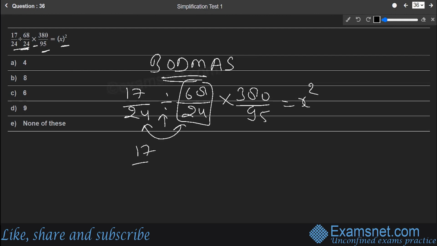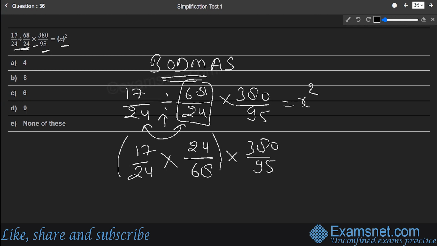So 17 by 24, if the sign you want to change to multiply, then the order will be reversed. That is, 24 will come in the numerator and 68 will go to the denominator side. So this is what has happened, into 380 divided by 95. Obviously we will solve the first two terms first, because this was the division.